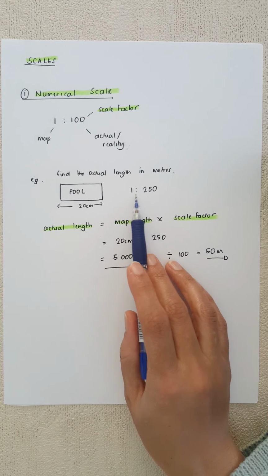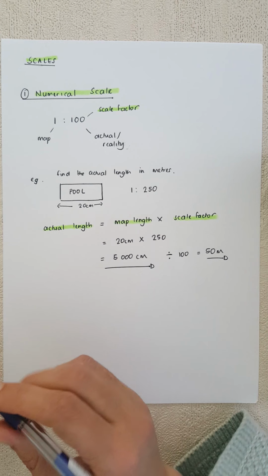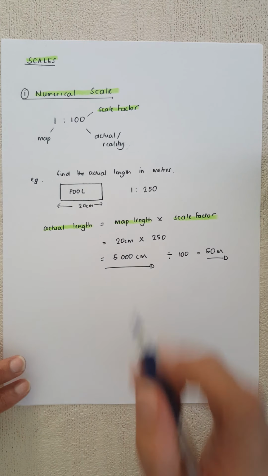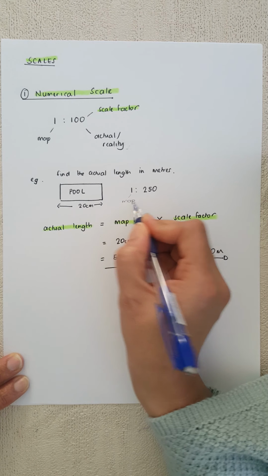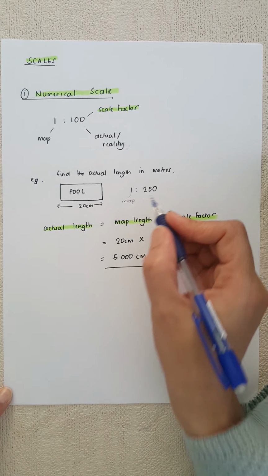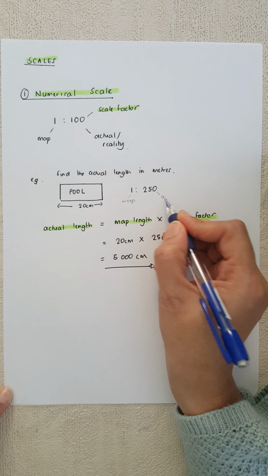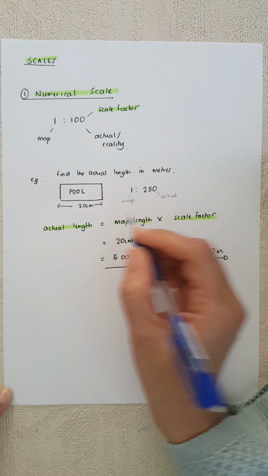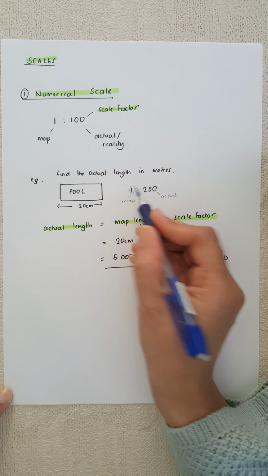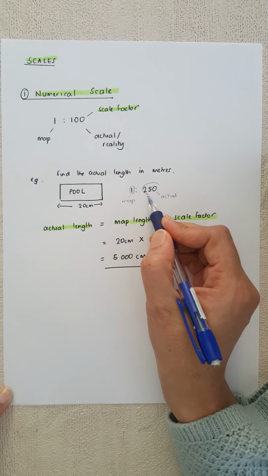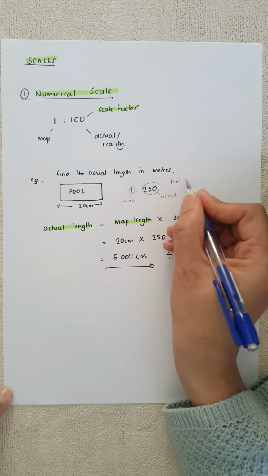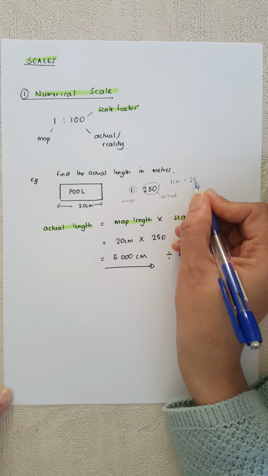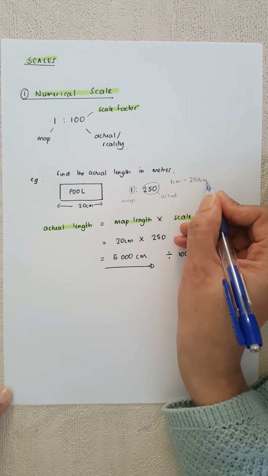The 1 centimeter is representing your map. So if I write that down again, this part represents your map, 1 centimeter on your map, and this part is representing your actual size. So every 1 centimeter on the map is equal to 250 centimeters. What I'm saying is that each 1 centimeter is equal to 250 centimeters.